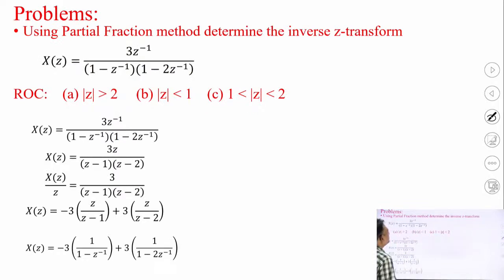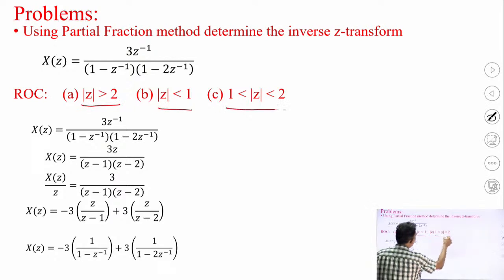For determining the inverse Z transform, we will take three cases: when mod z is greater than 2, mod z is less than 1, and mod z is lying between 1 and 2. Okay. So first of all, we will write this transfer function in positive powers of z. Okay. So we will get this. Then we are taking this term z here. So X(z) by z equals 3 upon (z minus 1) times (z minus 2).